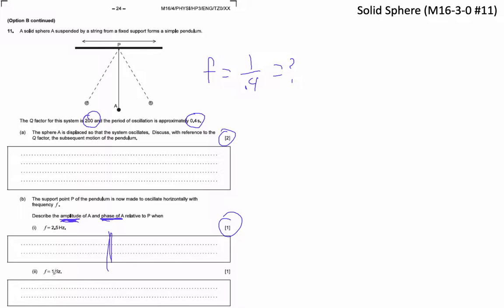So if you drive it at 1 hertz, it's like a fast oscillator, right? So fast oscillators have a certain phase relationship. So the amplitude's not going to be quite as big. Okay, so you're talking about the amplitude. It's not the resonant frequency by a long shot.